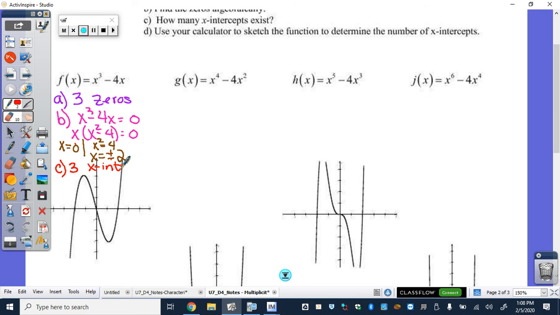And then part D, they want us to sketch a picture. I already took care of that for you. I already drew the picture of the graph on there for you. So if you take a look, here's our 3 zeros. It was an odd degree, so if you notice our end behaviors are opposites. My left side is going down, my right side is going up. That's what our picture ends up looking like. Nothing really too fancy.